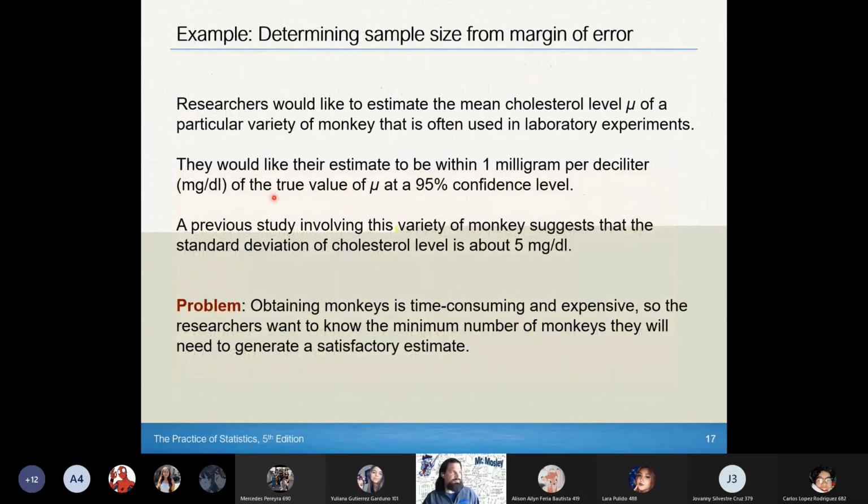So we have an example. Researchers would like to estimate the mean cholesterol level mu of a particular variety of monkey that is often used in laboratory experiments. They would like their estimate to be within 1 milligram per deciliter, mg per dl, of the true value of mu at a 95% confidence level. A previous study involving this variety of monkeys suggests that the standard deviation of cholesterol level is about 5 milligrams per deciliter. Problem: obtaining monkeys is time-consuming and expensive, so the researchers want to know the minimum number of monkeys they will need to generate a satisfactory estimate.